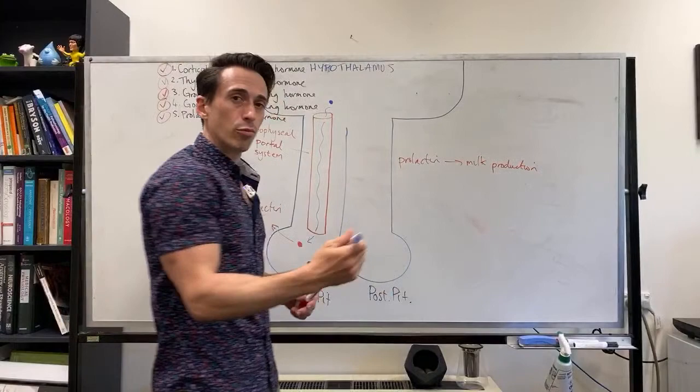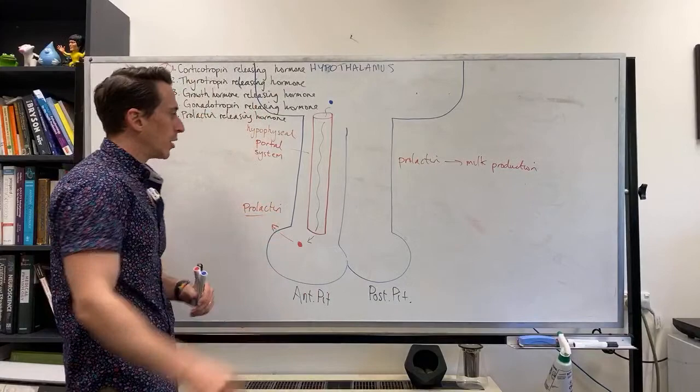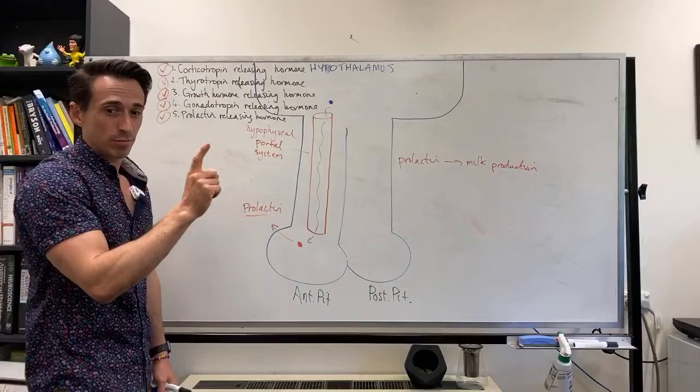All right, we are done with the anterior pituitary gland. We now need to look at the posterior pituitary gland. Now, there's not as many hormones. There's only two, so that makes it easier. So we won't have to spend a huge amount of time on it.